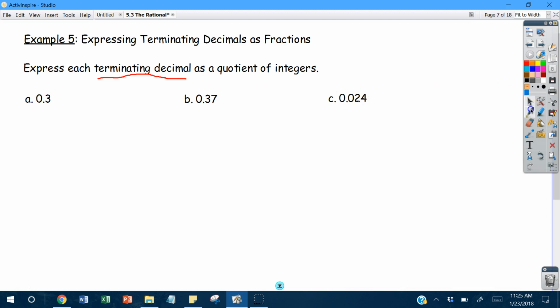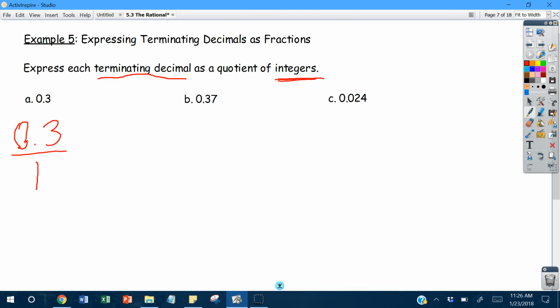So to do this, I'm going to go ahead and take this 0.3. This is kind of how I like to think through this. This is 0.3. And I'm going to put this over 1 because I can do that with any number. 0.3 divided by 1 is 0.3. And I want to write this as a quotient of integers, which means that the numbers in the numerator and the denominator both need to be integers.